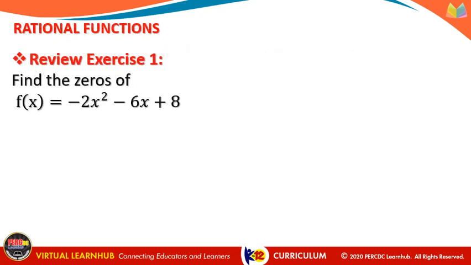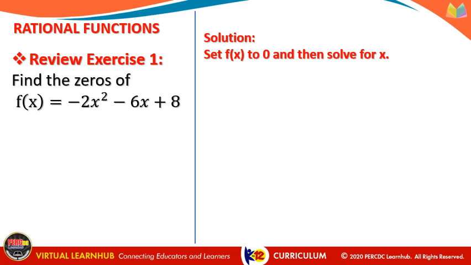Let's say we have this example. Find the zeros of f of x equals negative 2x squared minus 6x plus 8. Now, ano ulit ang roots? Ito yung values ng x na magpapa-0 sa f of x. That is why, in order to get the zeros of our function, let us set f of x to 0 and then isosolve natin yung x. Again, ito yung ibinigay sa atin. Ang gagawin natin, itong f of x na ito ay gagawin nating 0. Magkakaroon tayo ngayon ng ganito. And then, let's just solve for x na lang.